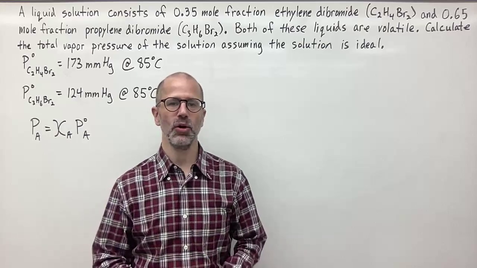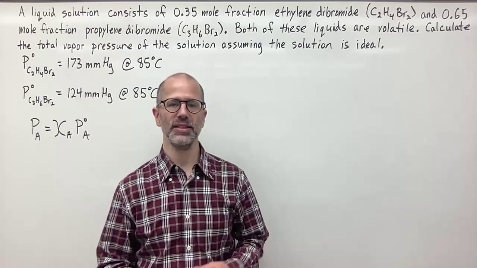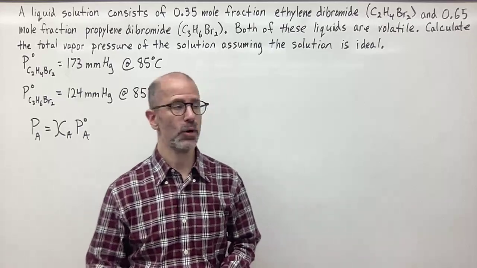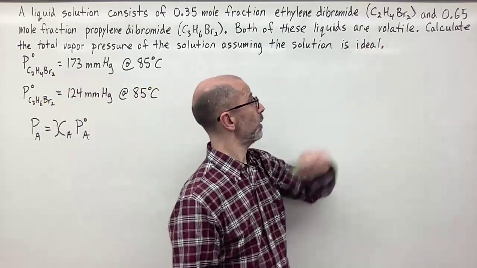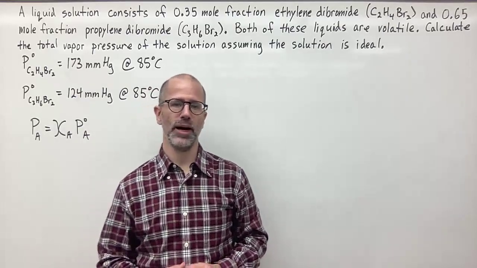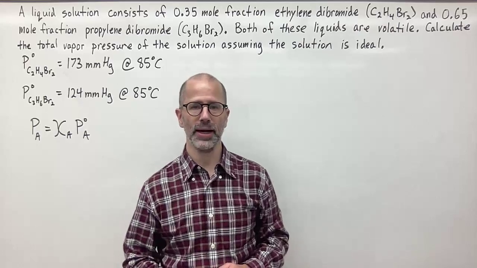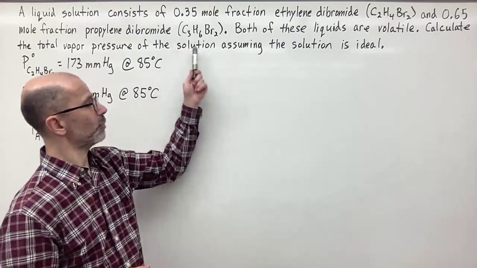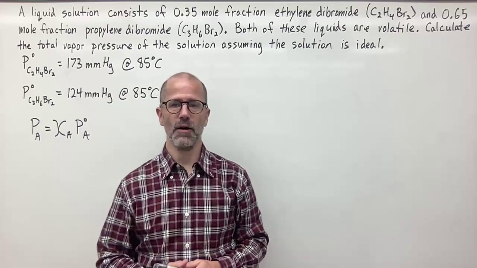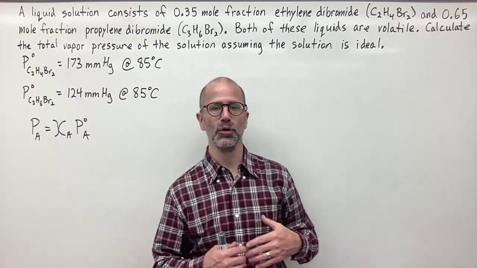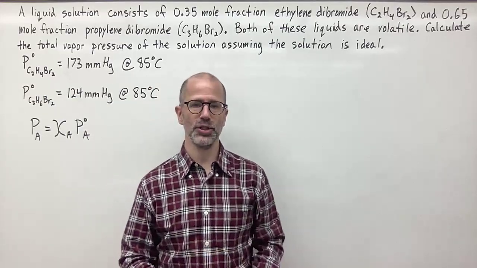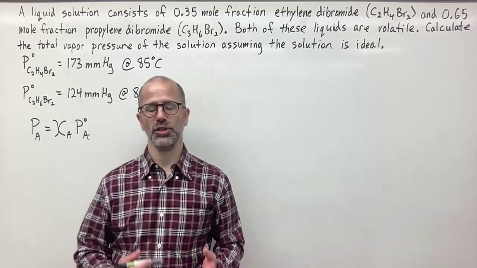In this problem, we're given a liquid solution that consists of 0.35 mole fraction of ethylene dibromide, and we're given the formula here, C2H4Br2, and 0.65 mole fraction propylene dibromide. And again, we're given the formula here, C3H6Br2. Both of these liquids are volatile. That means that they are both able to evaporate. And they want us to calculate the total vapor pressure of the solution, assuming that the solution is ideal.